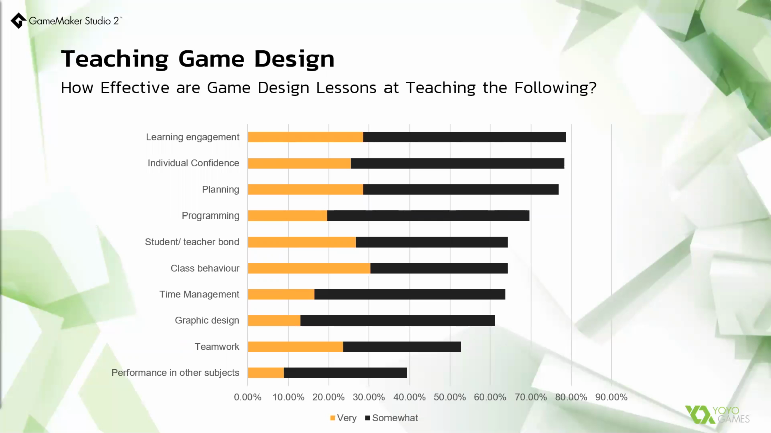Learning engagement comes out on top. Giving students individual confidence and planning are the real big ones. It's always nice to see, programming is almost taken as a given, I suppose, because you're covering the approaches to actually programming and teaching students how to program. But it's really nice to see things like class behavior, student-teacher bond in there as well.